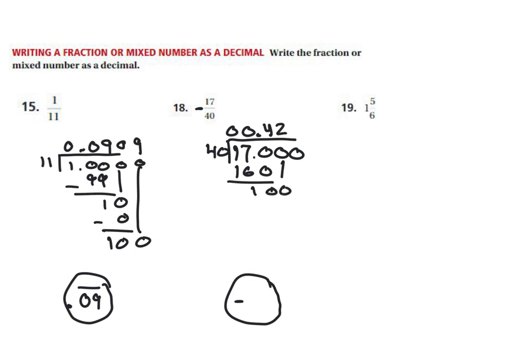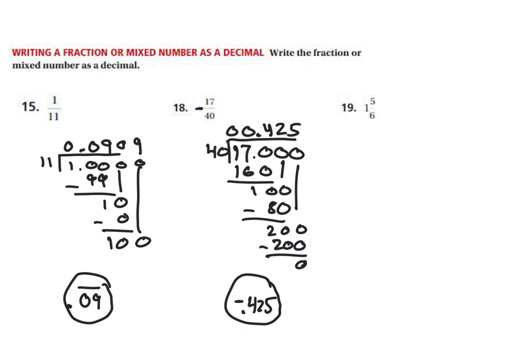40 goes into 100 twice. 2 times 40 is 80. So we'll subtract and bring down. And 40 goes into 200 5 times. 5 times 40 is 200, so we are done. That's considered a terminating decimal, negative 0.425.